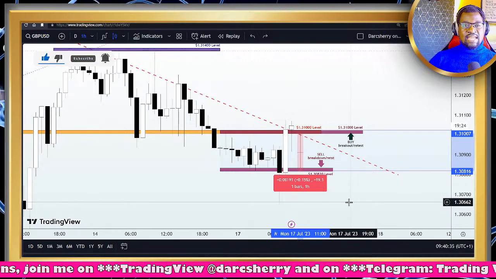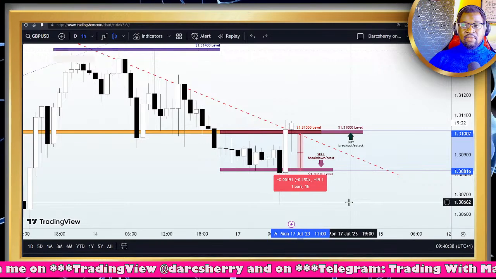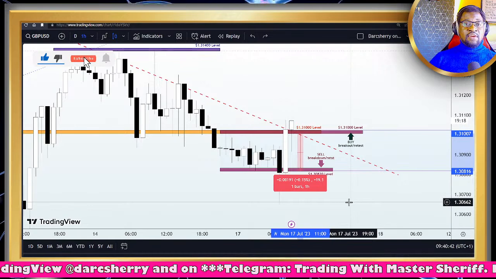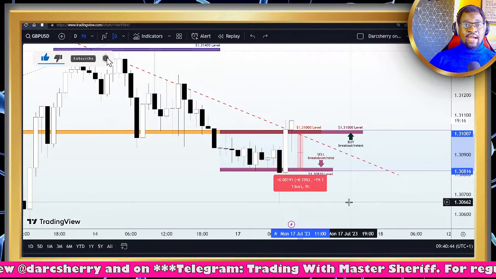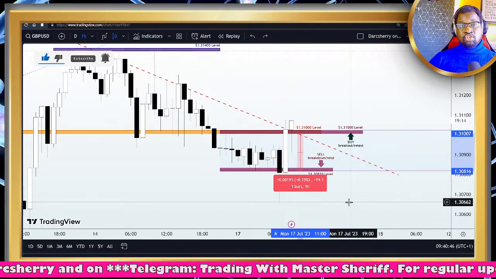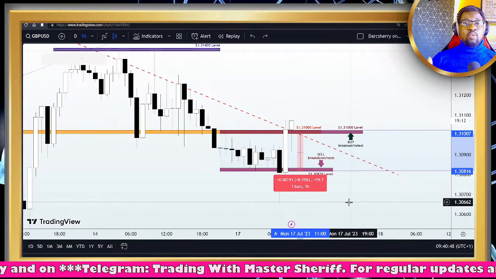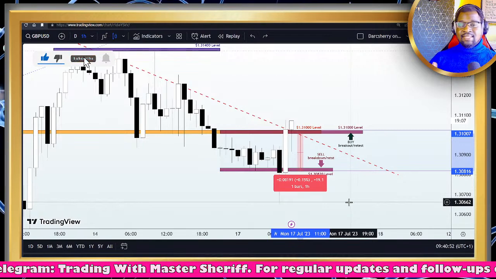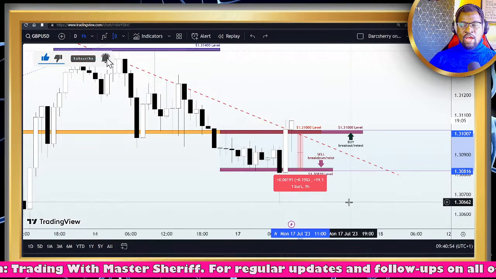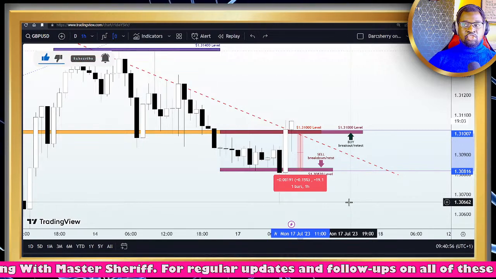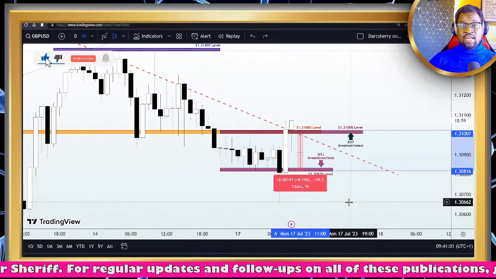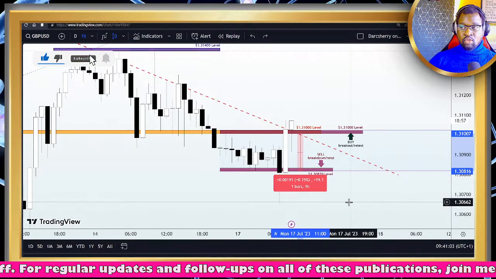So at this point in time, we have a buy position triggered right now, and let's see how far this bullish momentum will go. And if a new setup comes along that maximizes the potential of this move, definitely I will be sharing it with you in the comment section of both my TradingView and Telegram platforms. So we are bullish right now. We have a buy position triggered. Our stop loss is around that 1.30820 level, and let's see how far this momentum will go.